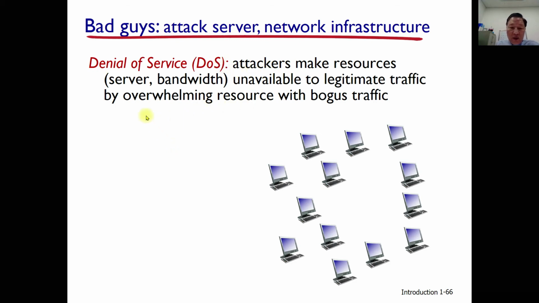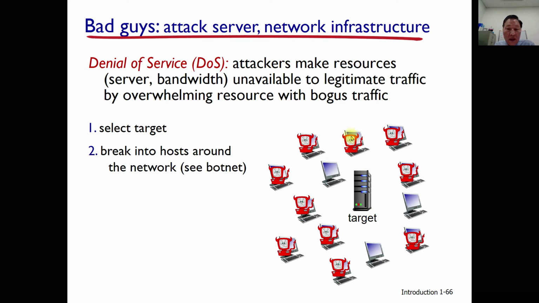Attackers make resources, servers, or bandwidth unavailable to legitimate traffic by overwhelming the resources with bogus traffic. Those are fake traffic, and the resources are occupied by this bogus traffic, so legitimate traffic is not possible because of that. This is called a DDoS attack.